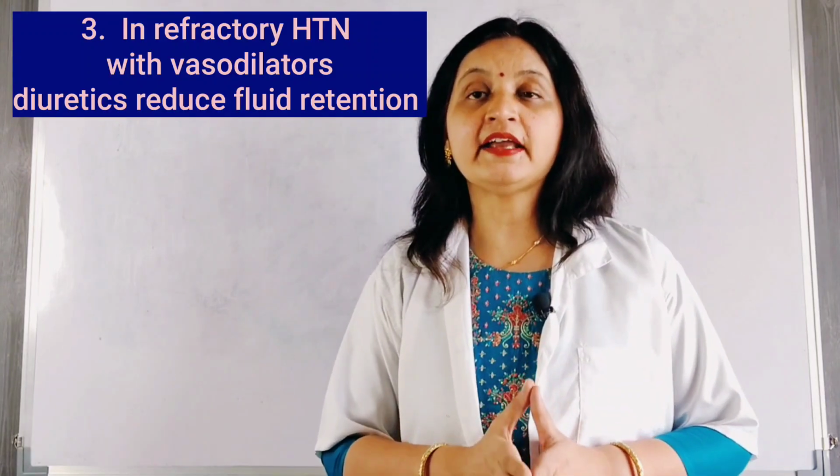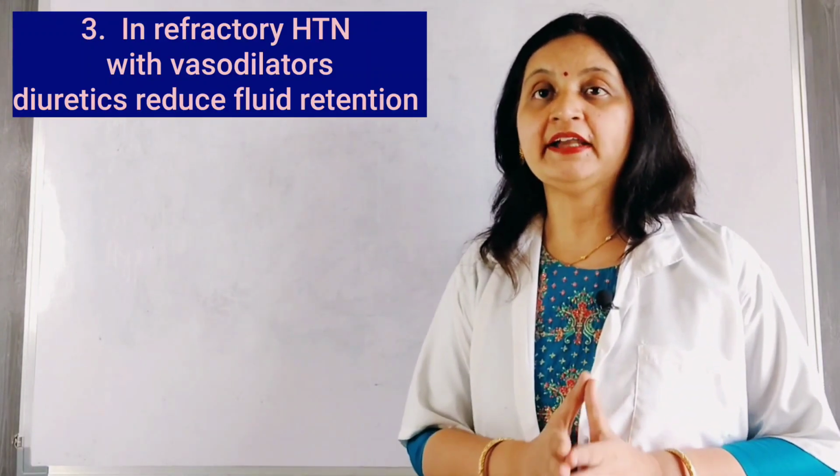Therefore, adding a thiazide diuretic provides relief and normalizes blood pressure in such patients. Therefore, the indications of thiazide diuretics are mild to moderate hypertension in patients with normal renal function. Secondly, in severe hypertension when the patient is unresponsive to 3 or more drugs. And thirdly, patients refractory to drugs such as vasodilators and sympathetic nervous system blocking drugs, where thiazide diuretics are helpful.